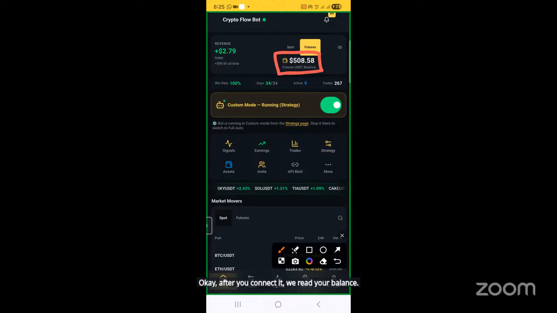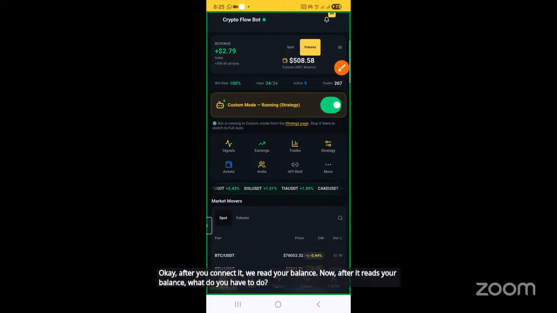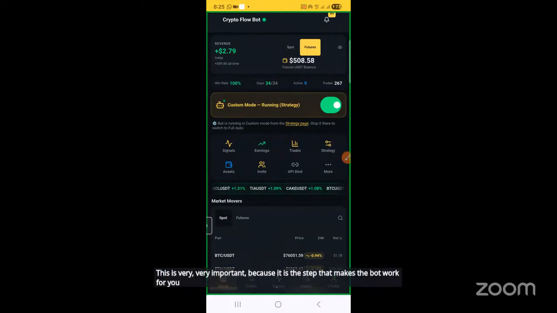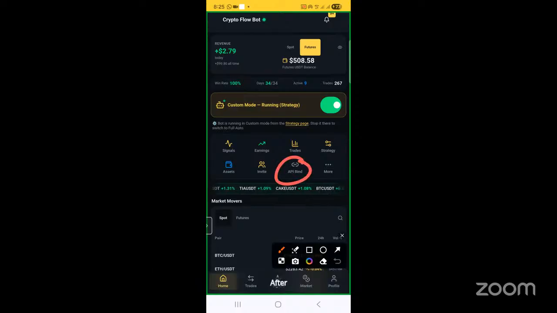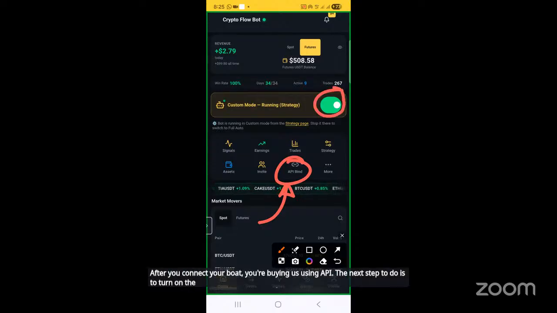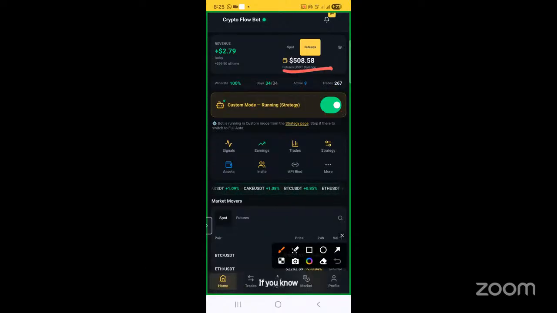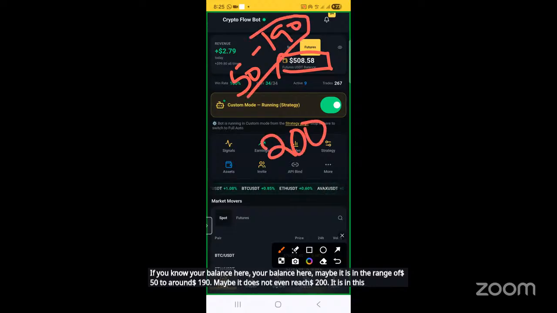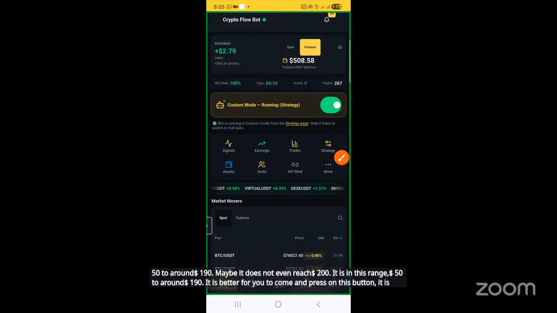Now, after it reads your balance, what do you have to do? This is very, very important because it is the step that makes the bot work for you automatically without you doing anything. After you connect your bot to your Binance using API, the next step is to turn on the automatic mode. If your balance here is in a range of $50 to around $190, maybe it does not even reach $200, it is better for you to press this button. It is here on the home screen.